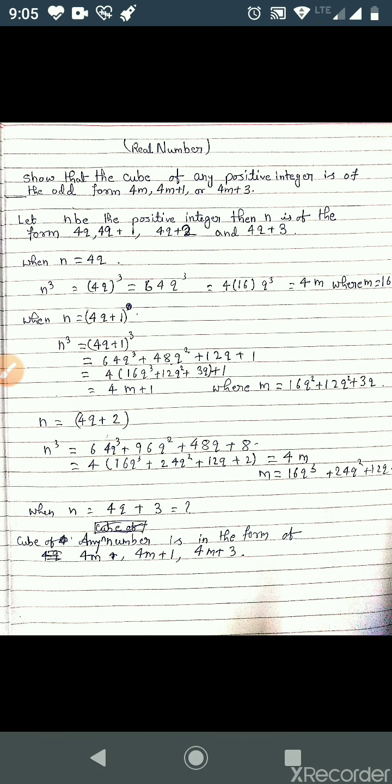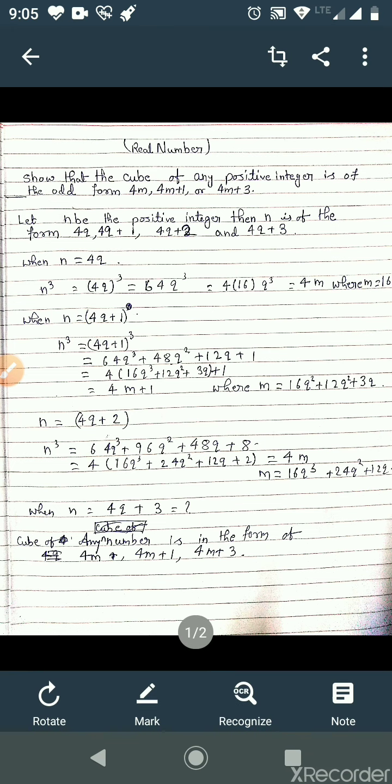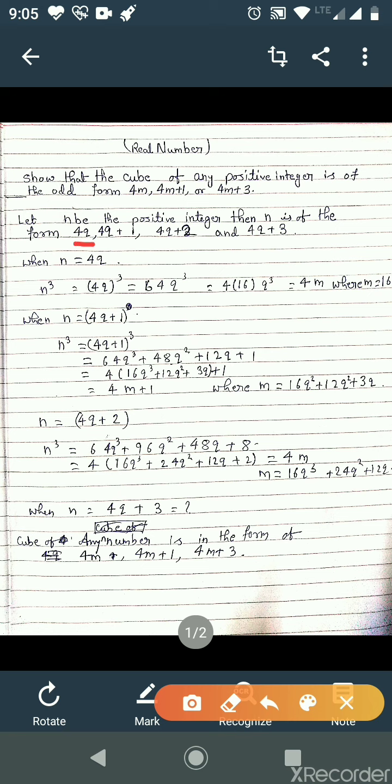As per the theorem, let n be a positive number. So n can be written as 4q, 4q plus 1, 4q plus 2, 4q plus 3. So if n is equal to 4q, n cube will be 64q cube. That means 4 into 16q cube. And if we take m equal to 16q cube, then it can be written as 4m.